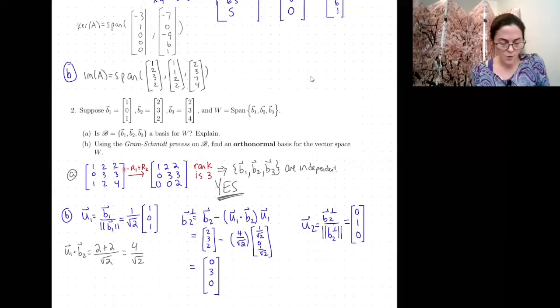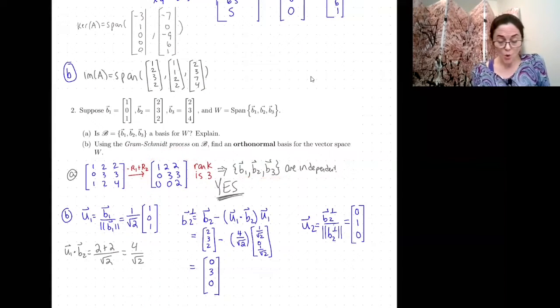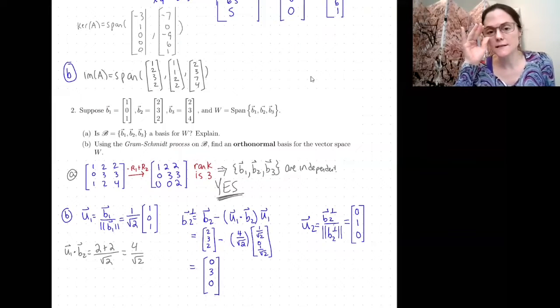I took minus row 1, added it to row 2, and I am here, row echelon form. Immediately, I see the rank of this matrix is 3, which is the number of columns. This says these 3 vectors are independent. And like I said, we're already told they span. So we have a basis.